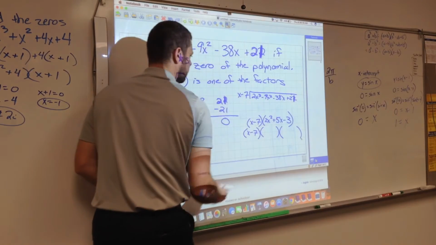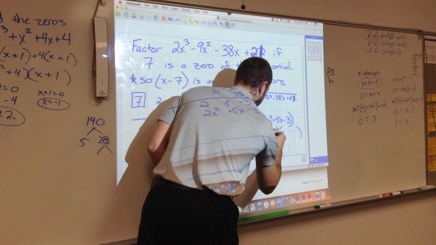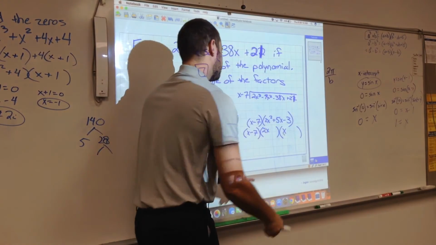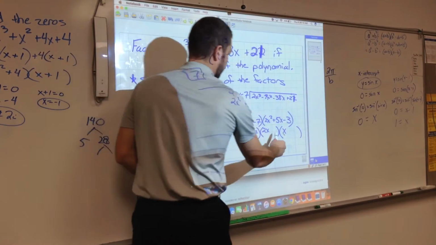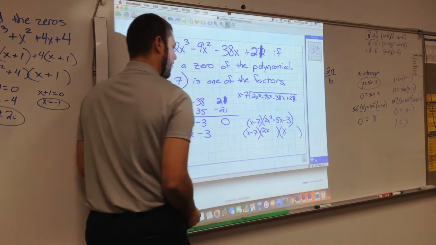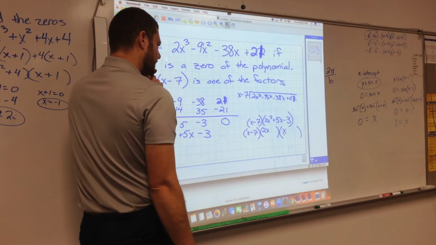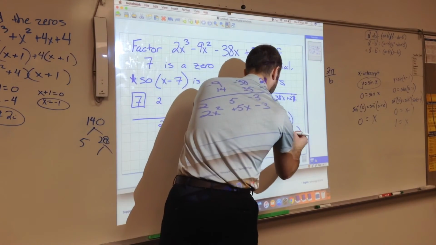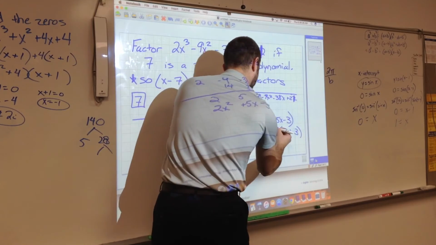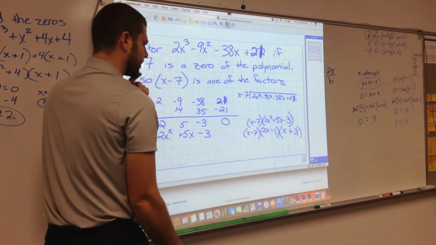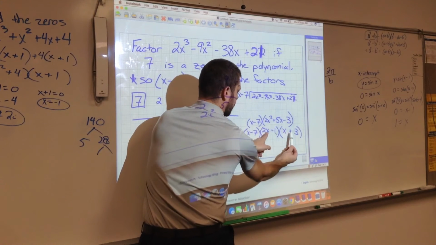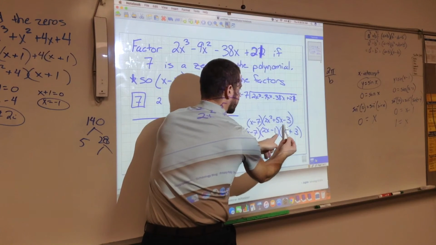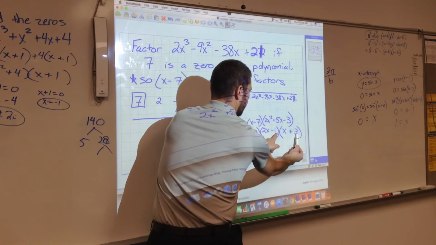What times what gives me 2x squared? 2x and x. And then these two numbers do have to multiply to a negative 3, but I'm going to have to make sure that the inners and the outers add up to make 5. So I'm actually going to put a positive 3 in this guy and a minus 1 there. I think that works. 2x squared plus 6x minus 1x, and then negative 3.